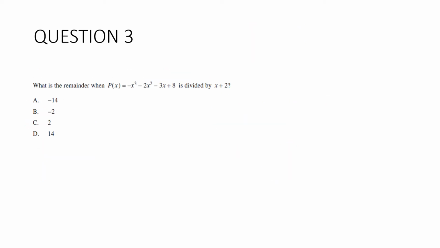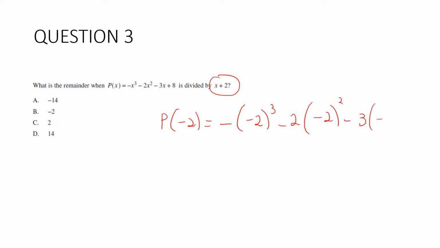Question 3. What is the remainder when p of x equals -x cubed minus 2x squared minus 3x plus 8 is divided by x plus 2? So we want to find p of -2. It's equal to -(-2) all cubed, take away 2 times (-2) squared, take away 3 times (-2), plus 8. That is negative times -8, which is positive 8, take away 2 times 4 is take away 8, plus 6 plus 8. 8 take 8, it's equal to 14, which is D.